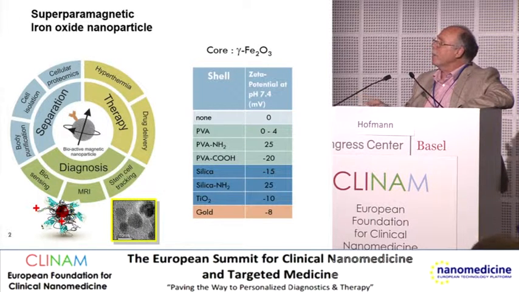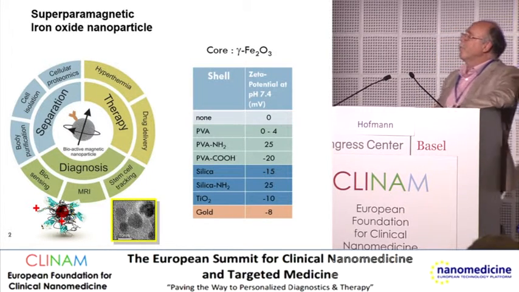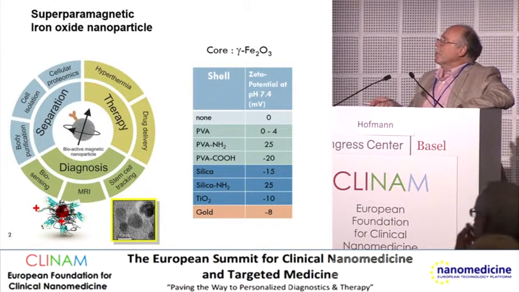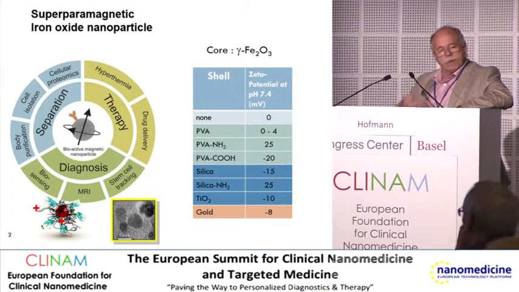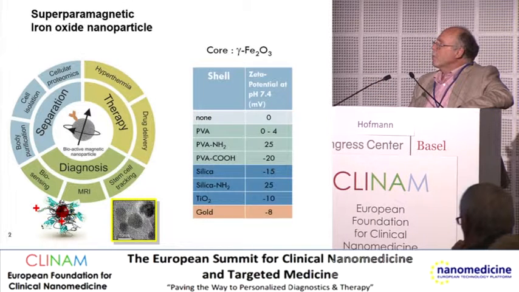So the iron oxide nanoparticle, for example, is interesting because, as you have seen before, it's used today in MRI as contrast agent. It's coated with dextran, goes to the liver, and is in this sense passive targeting because it goes more or less automatically to the liver in 5-10 minutes.